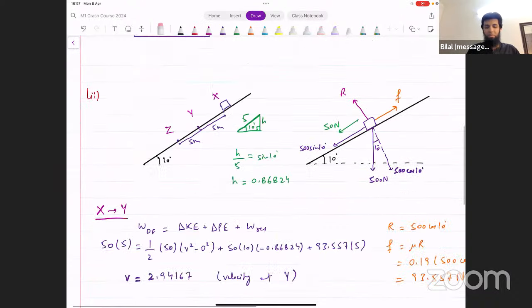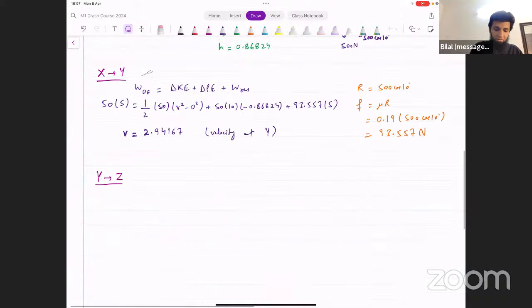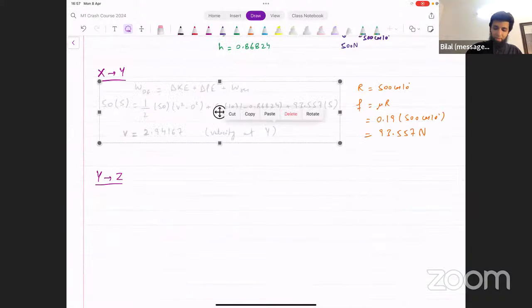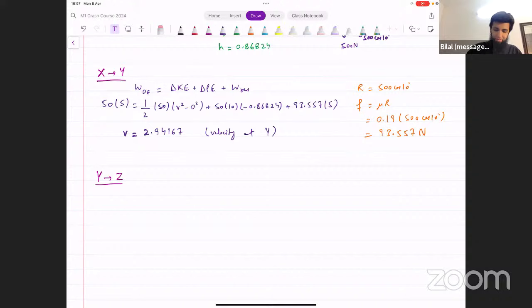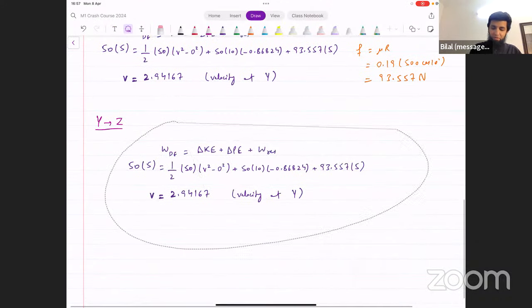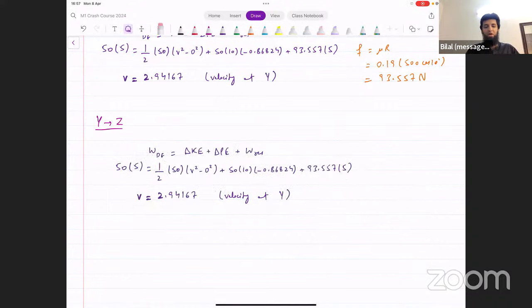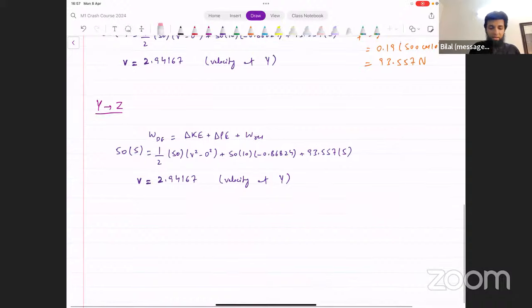So now we again apply the work energy principle, do exactly the same thing as before. I'm just going to copy this. Work done by driving force equals change in kinetic energy plus the change in potential energy plus work done against resistance. Now for the next 5 meters, she is not applying any force. So work done by driving force is 0.